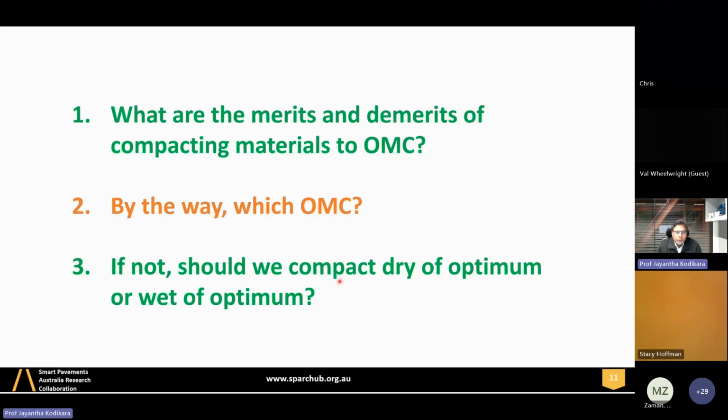Then we'll ask the question, okay, should we compact dry of optimum or wet of optimum? This is also a question that comes up, because sometimes we say plus or minus, right? So let's try to answer some of these based on an understanding of unsaturated soil mechanics.